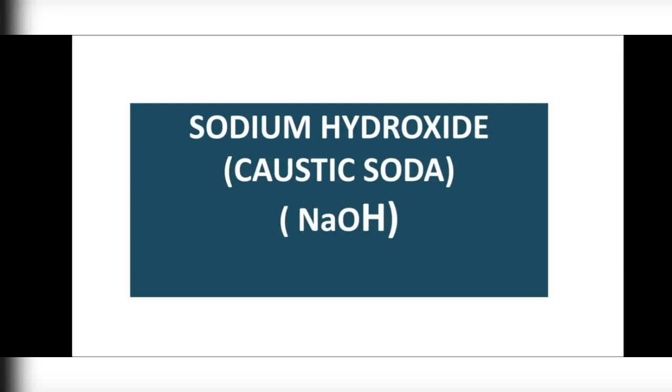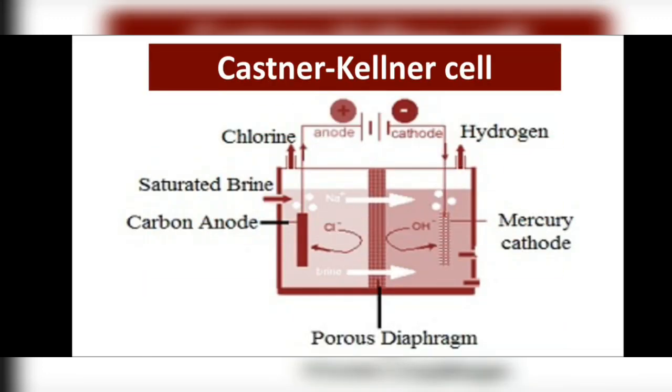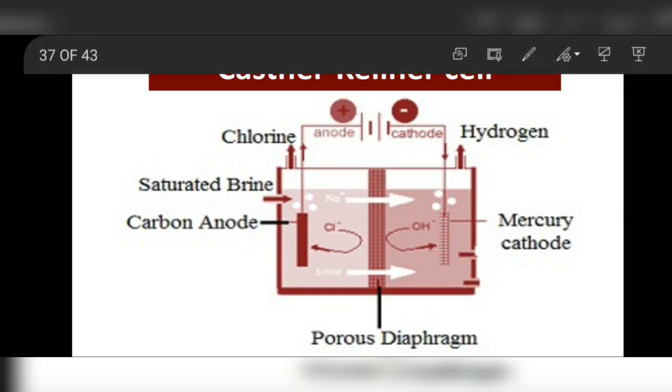Okay, now the next compound is sodium hydroxide, also called caustic soda, and the formula is NaOH, you can see here. Sodium hydroxide is prepared commercially using a cell called the Kastner-Kellner cell. It is prepared by the electrolysis of sodium chloride, that is brine solution, in the Kastner-Kellner cell.